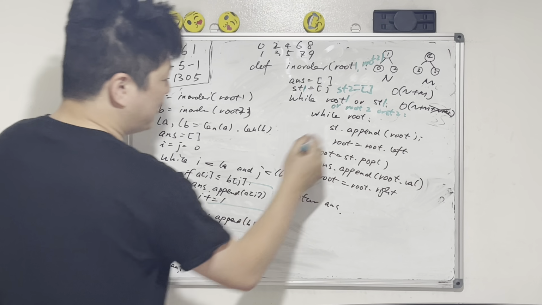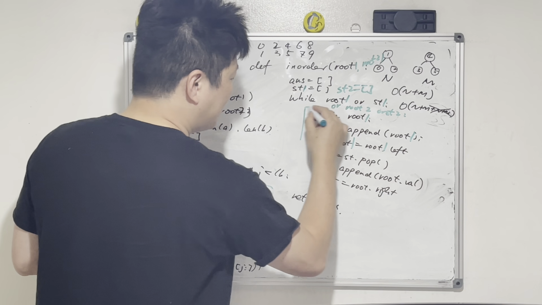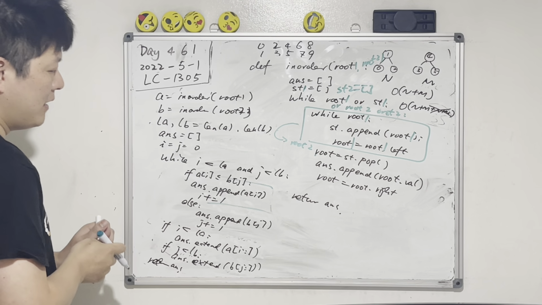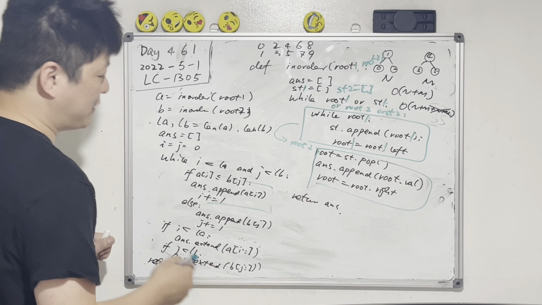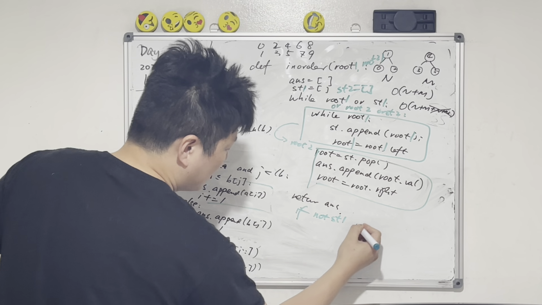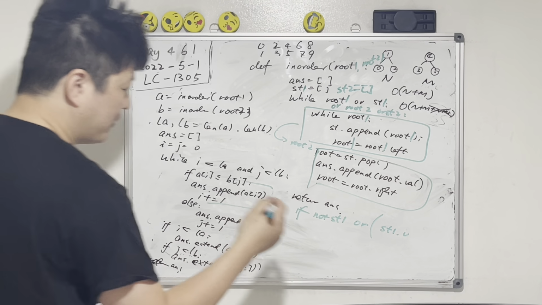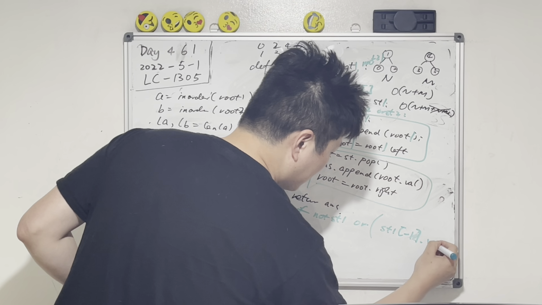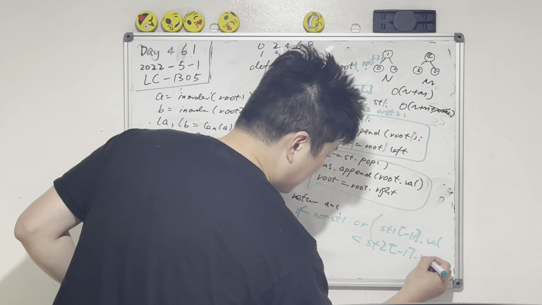And then we do this. We need to copy these two: root1, the left, and then we need to copy these for root2 as well. And now we have to take the smaller one. So how do we take the smaller one? If not st2 or st1[-1].value is smaller than st2[-1].value.